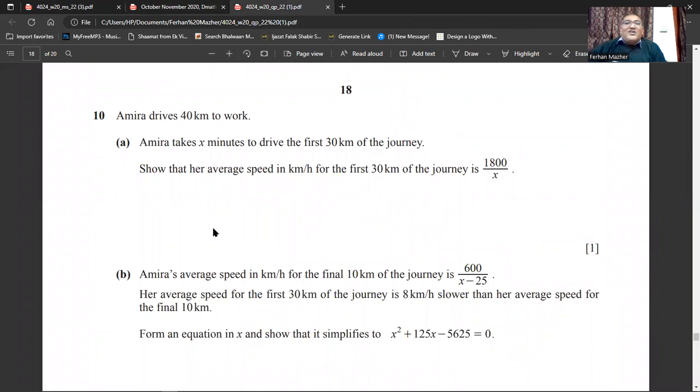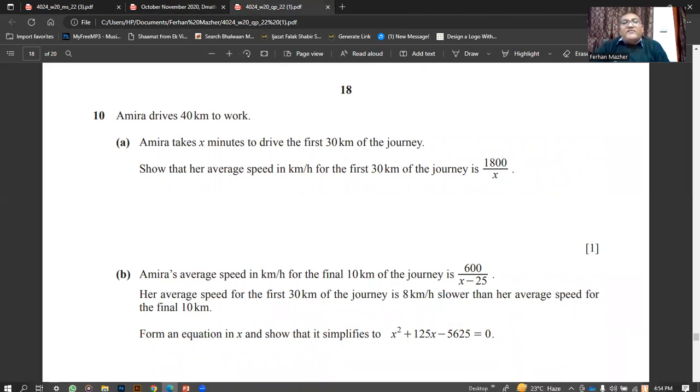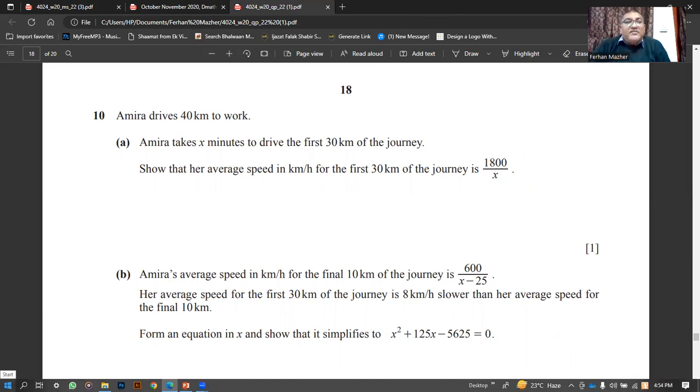So now we are on question number 10. Amira drives 40 kilometers to work. Amira takes X minutes to drive the first 30 kilometers of the journey. Show that her average speed in kilometers per hour for the first 30 kilometers of the journey is 1800 divided by X.